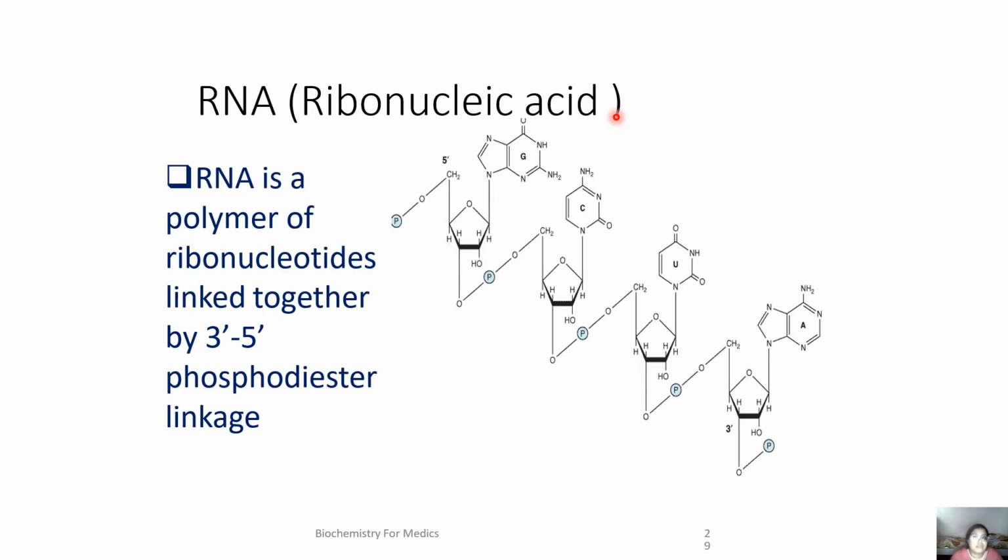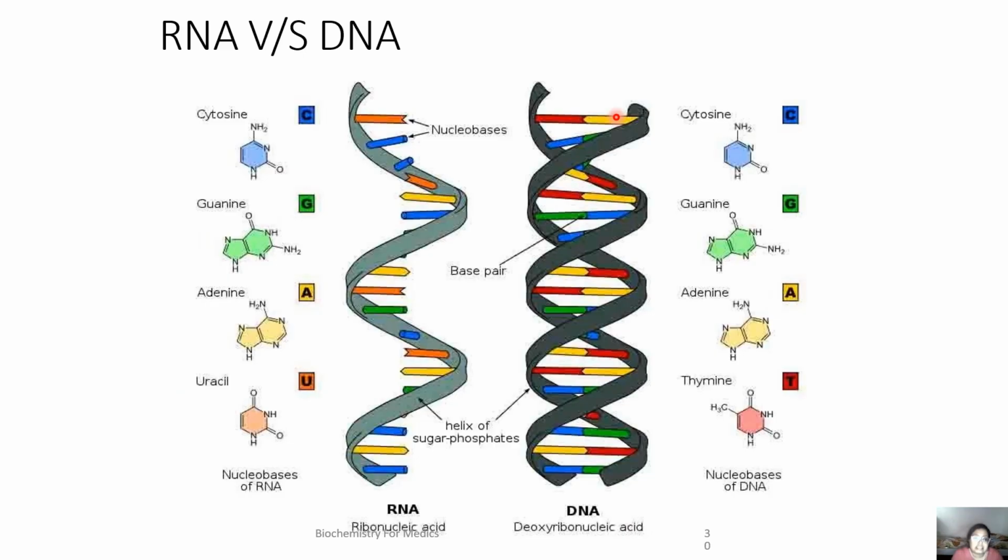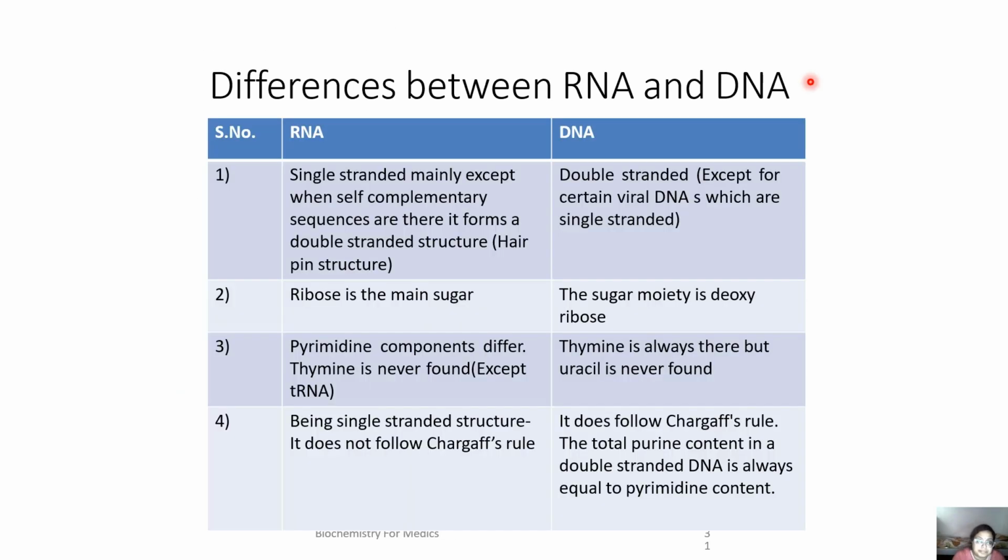This is RNA, ribonucleic acid. It's a polymer of ribonucleotides linked together by 3' to 5' phosphodiester linkages. This is RNA versus DNA, if you see over here. The difference between RNA and DNA: RNA is single-stranded mainly, except when self-complementary sequences are there, it forms a double-stranded structure. DNA is double-stranded except for certain viral DNAs which are single-stranded.